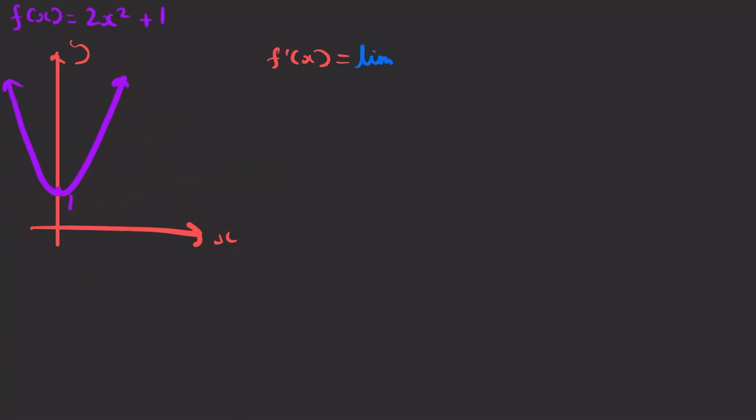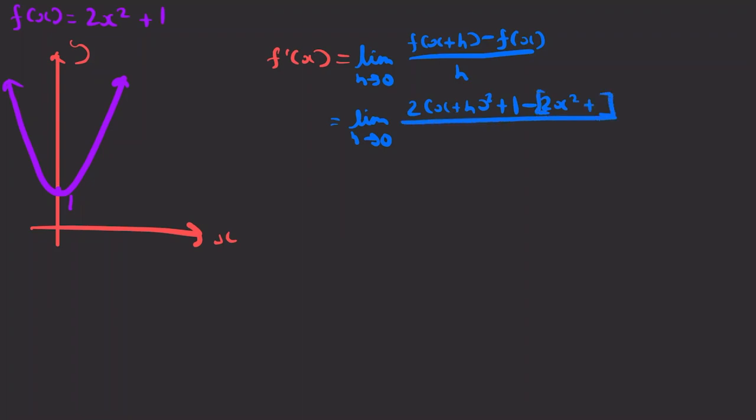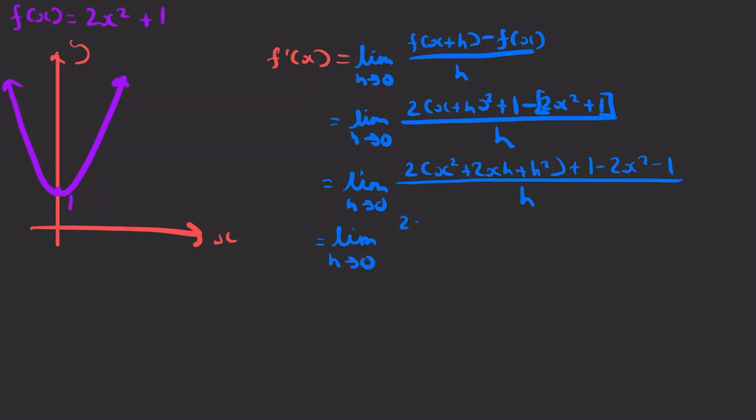Using our first principles formula, the limit as h approaches 0 of f of x plus h minus f of x all over h, we will equate this to 2(x plus h) all squared plus 1 minus (2x squared plus 1) over h. Now, simplifying this, we get 2x squared plus 4xh plus 2h squared, which is the expansion of that quadratic, plus 1 minus 2x squared minus 1, because we multiply the subtraction into the brackets, over h, which is equal to the limit as h approaches 0 of 2x squared plus 4xh plus 2h squared plus 1, the 1's cancel out, minus 2x squared. I'll just rub that out.